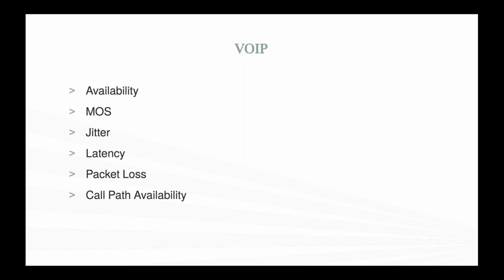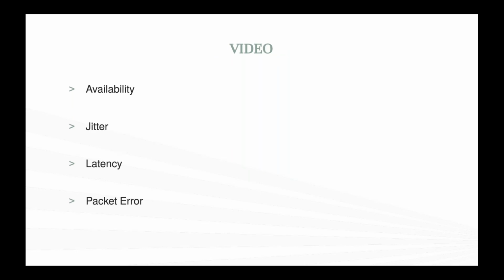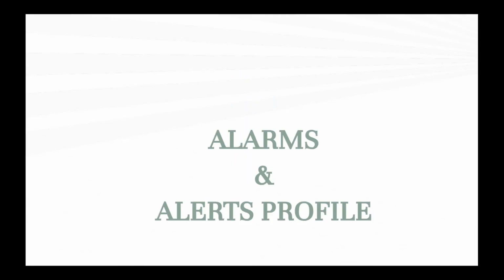What information we can see in the VoIP, like availability, MOS, that is mean opinion score, and what is the jitter, latency, packet loss, and call path availability. And the same applies for the video. We'll be able to see the availability, jitter, latency, and the packet error. So next we are going to see about the alarms and alert profiles.